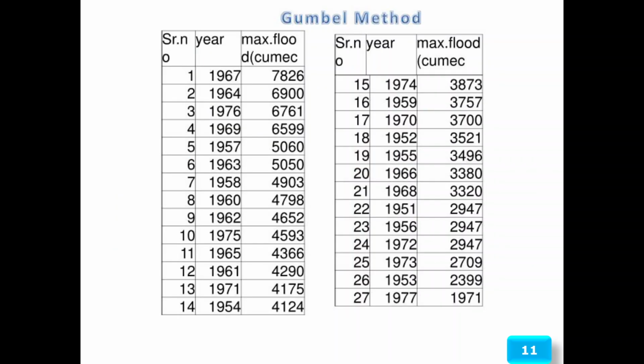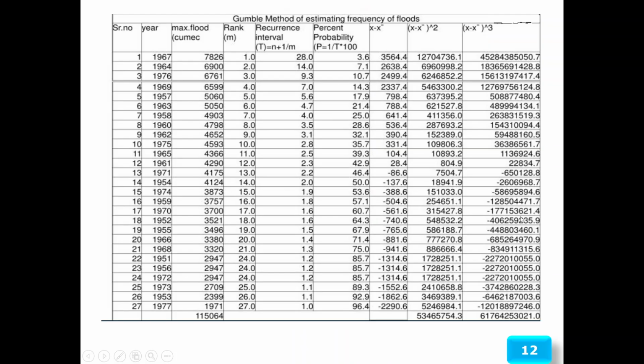Now the Gumbel method example. See the serial number, year, and maximum flood that occurred in this area. So we have flood values from 67 to 77 years. In the Gumbel method of estimating the frequency of flood, the maximum floods are ranked. So we assign ranks 1, 2, 3. Then the recurrence interval T is equal to (n plus 1) divided by m. Substituting this value, we got these numbers.